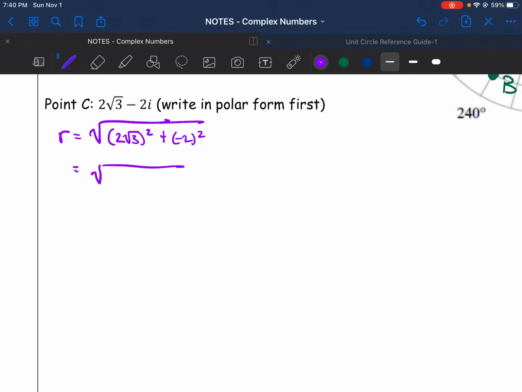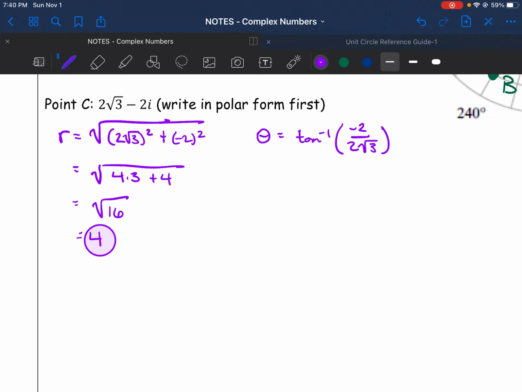Well, 2 root 3 times 2 root 3, that's going to be 4 times 3. Negative 2 squared, that's a positive 4. This is the square root of 16, which we know is positive 4. So we know the modulus is positive 4. Let's find the angle theta. We know it's going to be the inverse tangent of the b term over the a term. That's going to be the inverse tangent of negative 2 over 2 root 3. Well, we can see here that the 2's will cancel, leaving a negative 1 in the numerator.